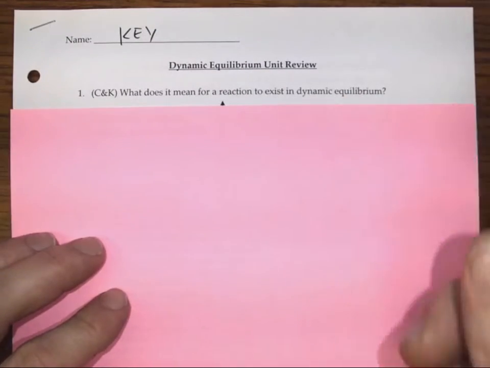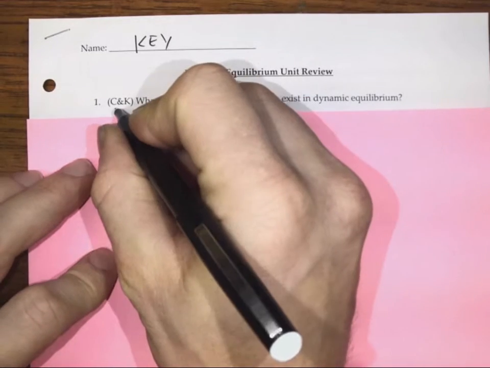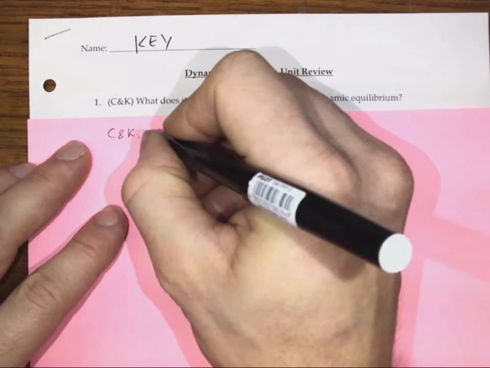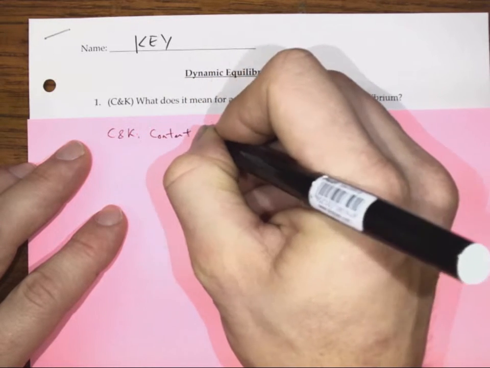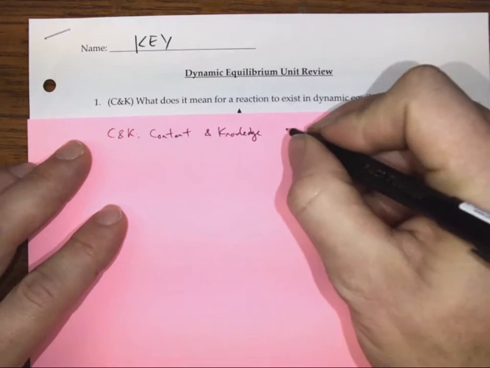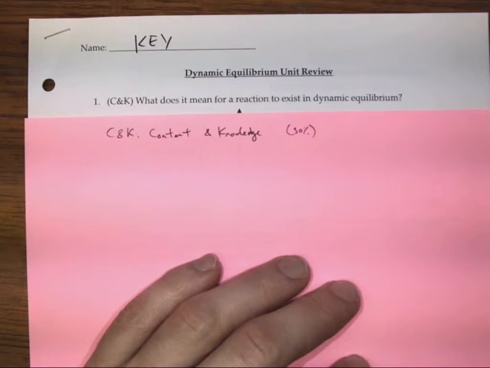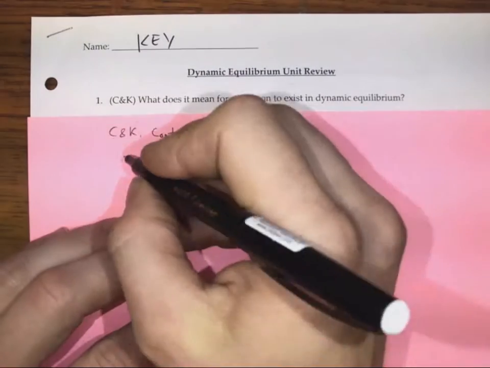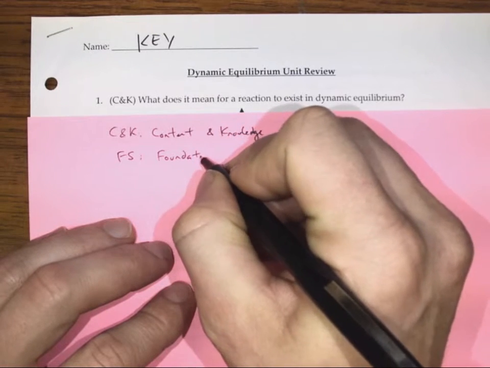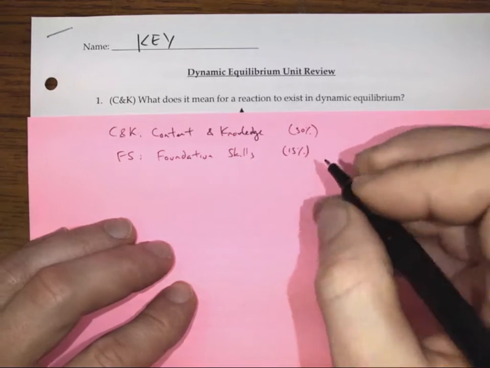Dynamic equilibrium section. You may notice next to each question there's a little C and K written out. C and K stands for content and knowledge, and that makes up about 30% of the grade for Chemistry 12. Sometimes you'll see an FS, which stands for foundation skills, which works out to about 15% or so of our Chem 12 grade.